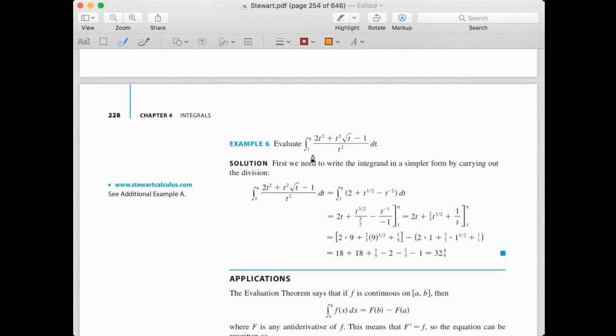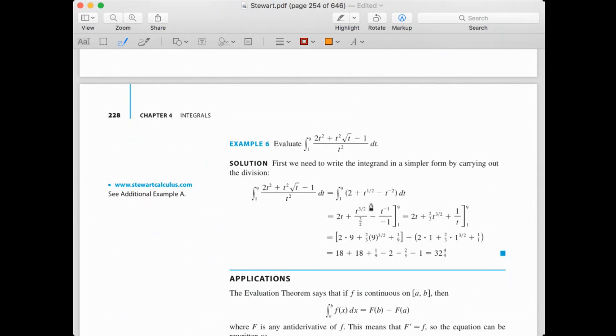Well, let's see this one. Lower limit 1, upper limit 9. The integrand is polynomial-like, so we want to simplify it. 2t squared divided by t squared gives 2. The square root of t squared becomes square root of t, which we can write as t raised to a half. The minus 1 over t squared we can write as minus t raised to negative 2.